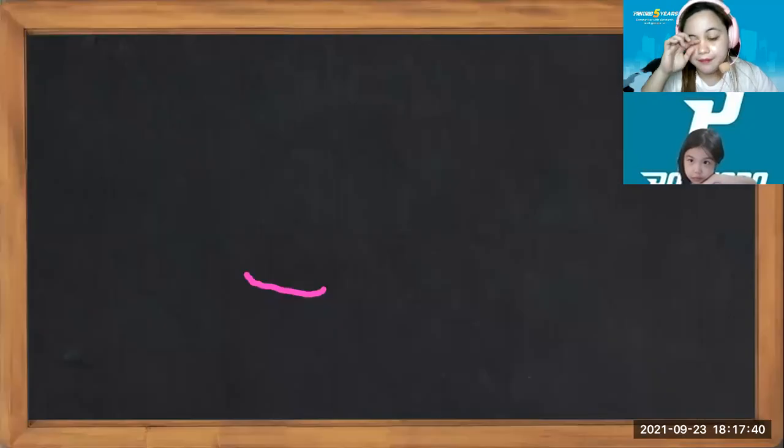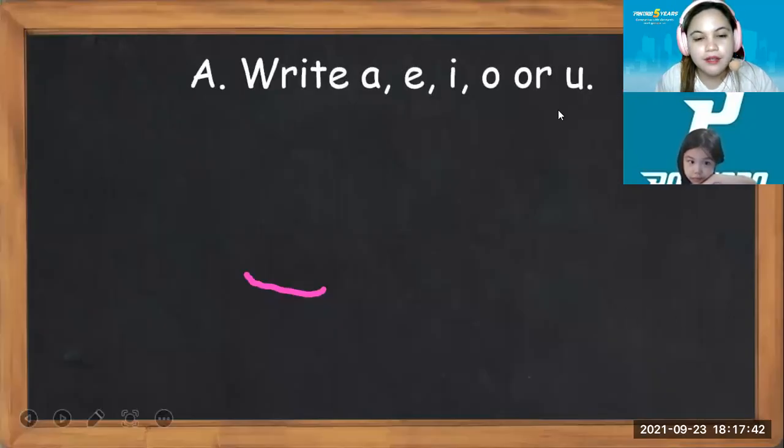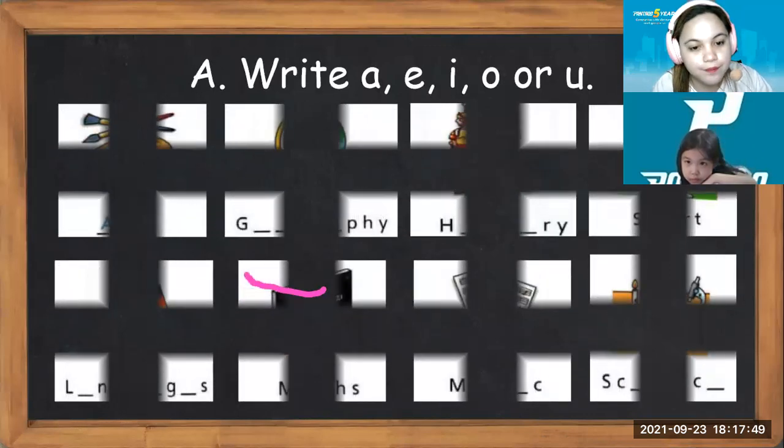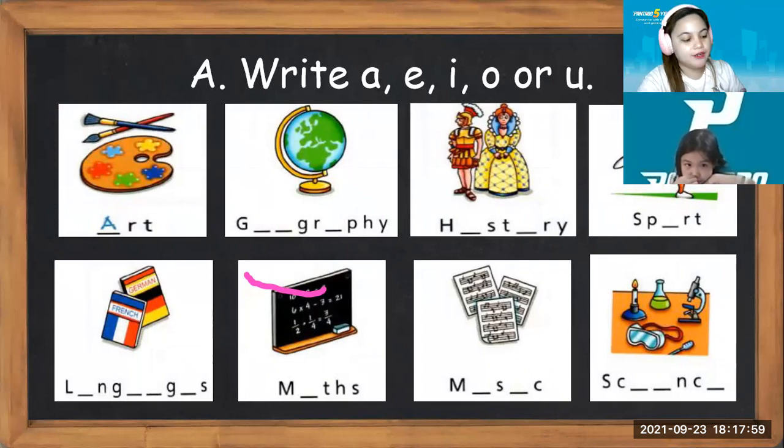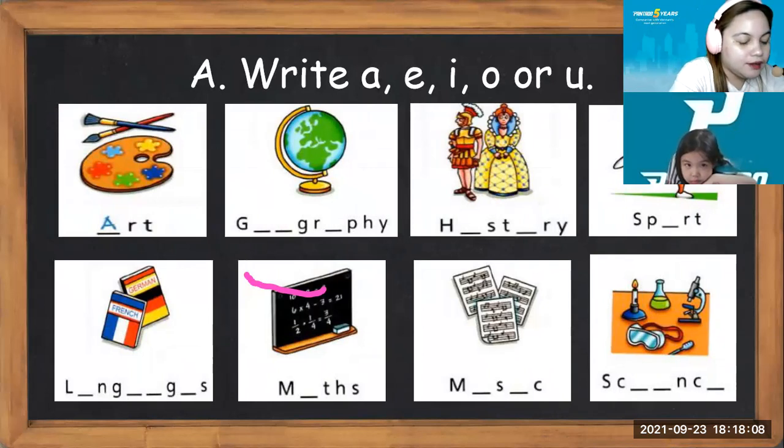Okay, next one. All right, so look at the screen, Huang. Let's answer letter A. Write A, E, I, O, or U. Look at the picture here, Huang. We have here the different names of the subjects, okay? All you have to do is to write the missing letters on the blank. It's either letter A, E, I, O, or U. So you have to write your answer on the blank.